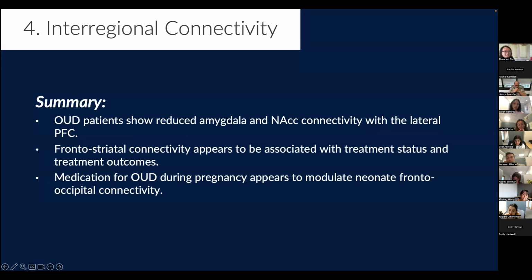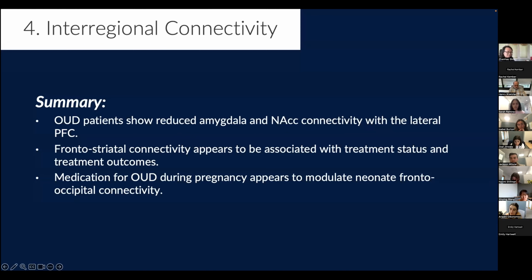So to summarize, the OUD patients have reduced amygdala and accumbens connectivity with the lateral prefrontal cortex, and the frontal and striatal connectivity appears to be associated with treatment status and treatment outcomes. And also medication for OUD during pregnancy might have an effect on the baby's brain connectivity.